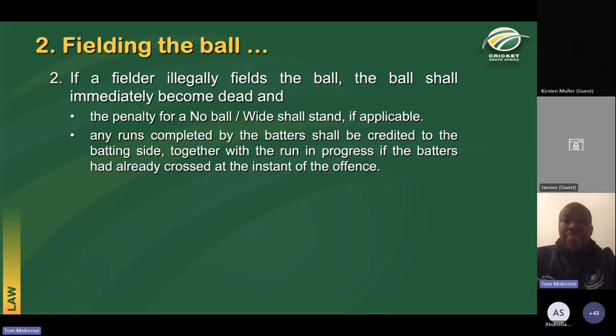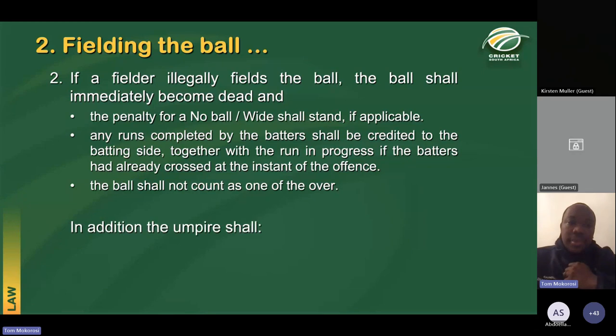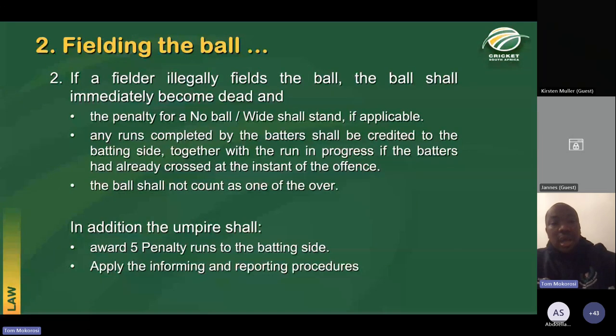Any runs completed by the batters shall be credited to the batting side, as well as the run in progress if the batters had crossed at the instant of the illegal fielding. The ball shall not count as one of the over, and we shall award 5 penalty runs to the batting side. Lastly, we shall apply the informing and reporting procedures. The informing procedures happen during the game, and the reporting procedure happens after the day's play.